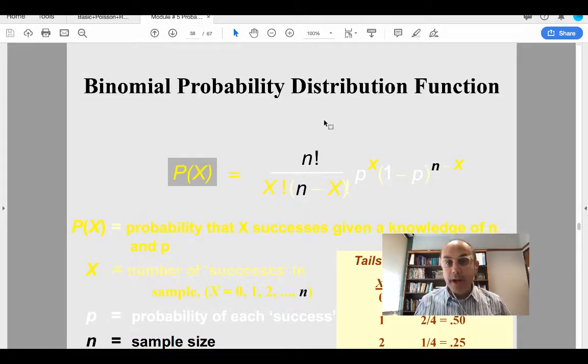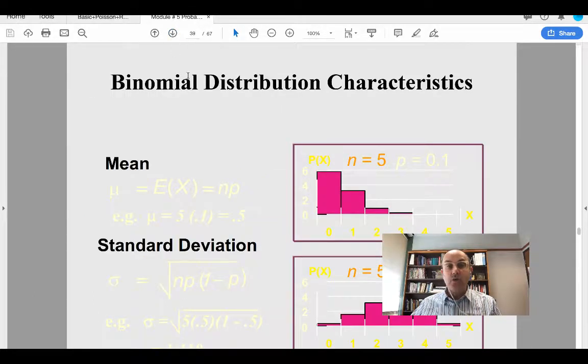So the binomial distribution function, in this case, is a little bit more complex. The idea is that it consists of the probability that X successes, given knowledge of N and P. We have the value of X, which is the number of successes in the sample. We have P, the probability of success, and N is the sample size. So this is how we apply it.